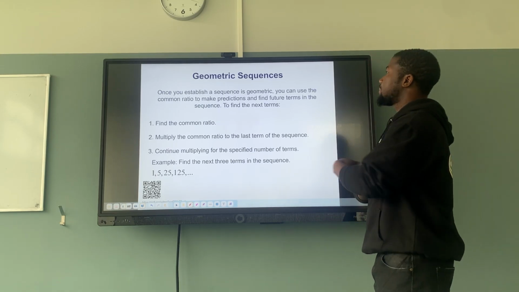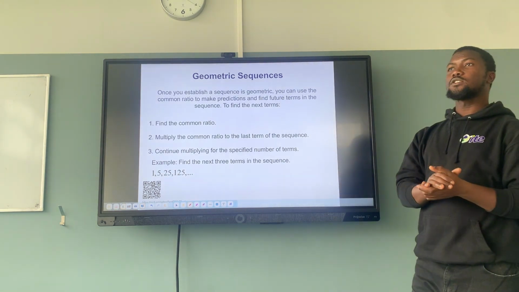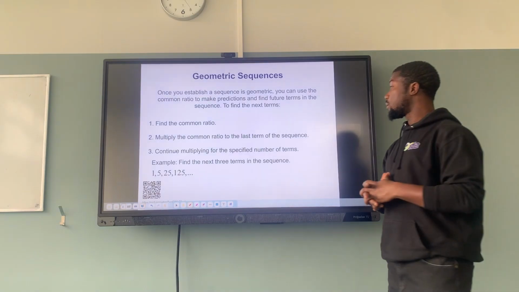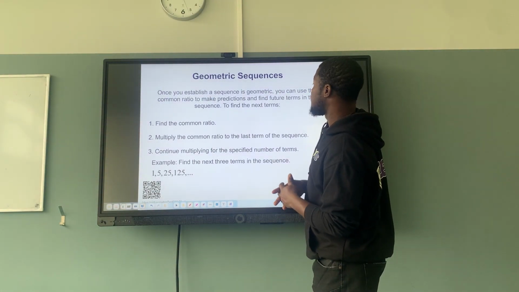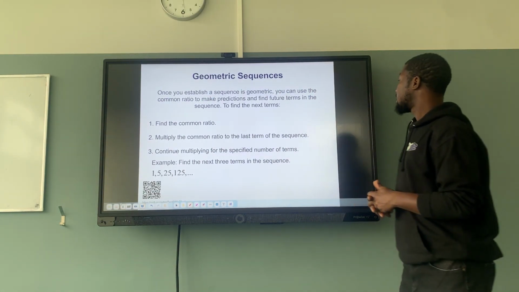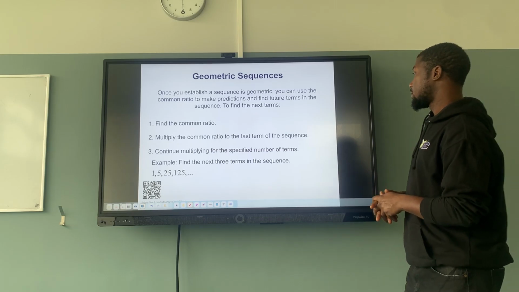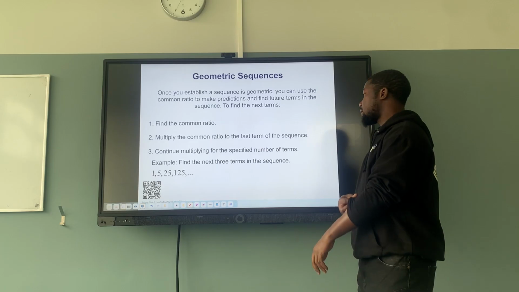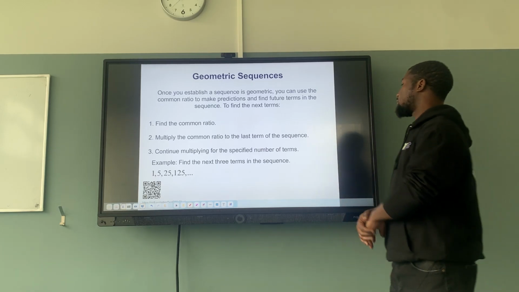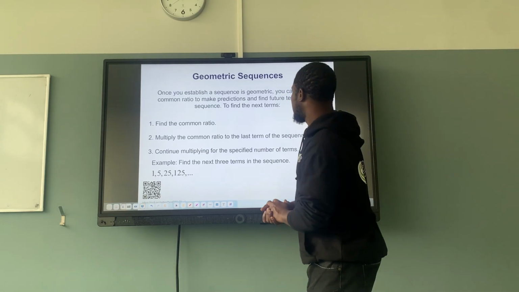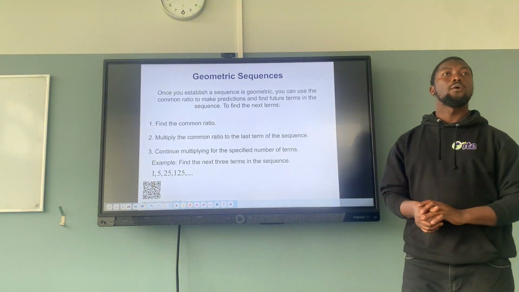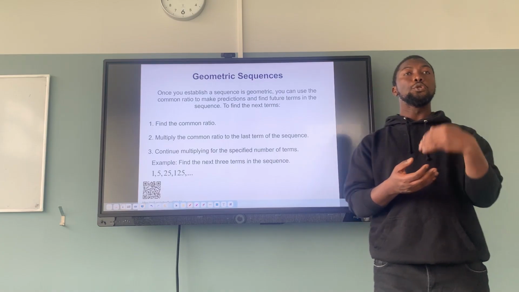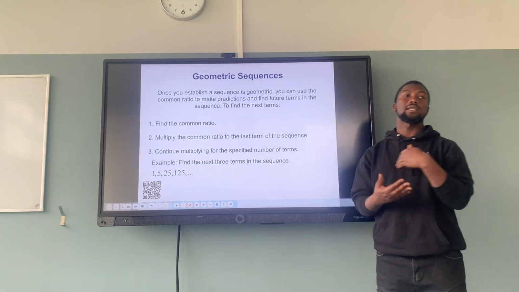So once you establish that the condition for a sequence to be geometric is that there must exist a common ratio, then multiply the common ratio by the last term of the sequence and continue multiplying for the specified number of terms. For example, find the next 3 terms in the sequence. It is the common ratio that you found that you can use to multiply by the last one to get the next one.